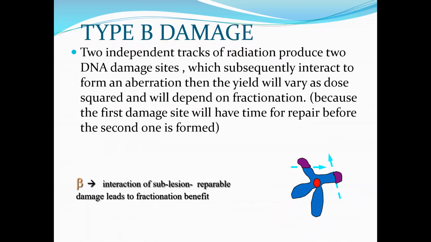Beta damage: two independent tracks of radiation produce two DNA damage sites, which subsequently interact to form an aberration. Then the yield will vary as the dose squared, and will depend upon fractionation because the first damaged site will have time for repair before the second one is formed. Interaction of sublesion repairable damage leads to fractionation benefit.